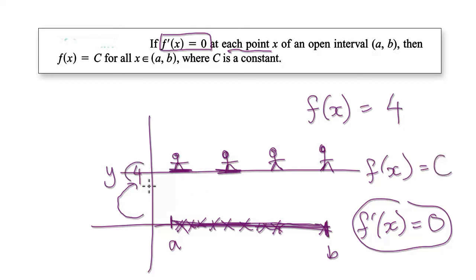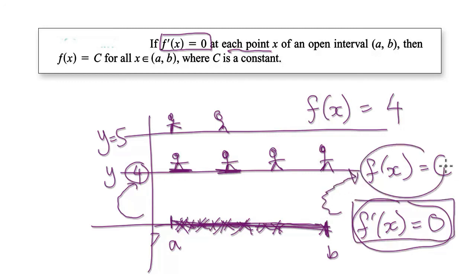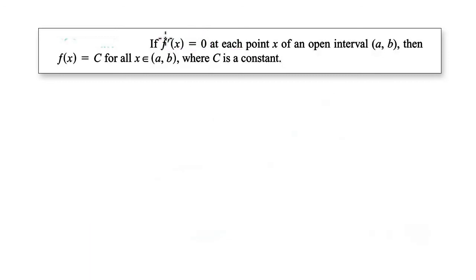In our case, it's 4, but it could also be y equals 5. For y equals 5, because it's horizontal, the gradient will always be 0. So what this is saying is that if the gradient is always 0, then the original function itself must be a constant. That's what it's saying.